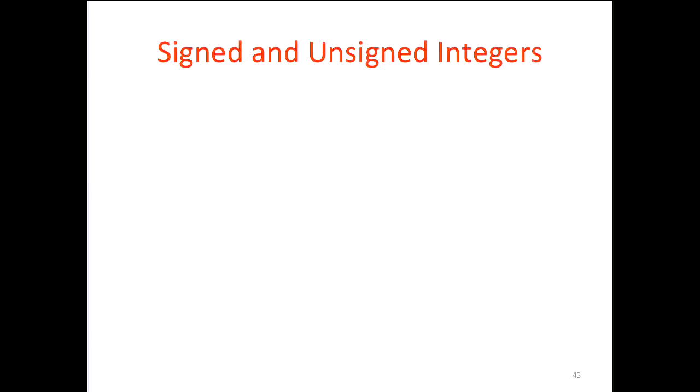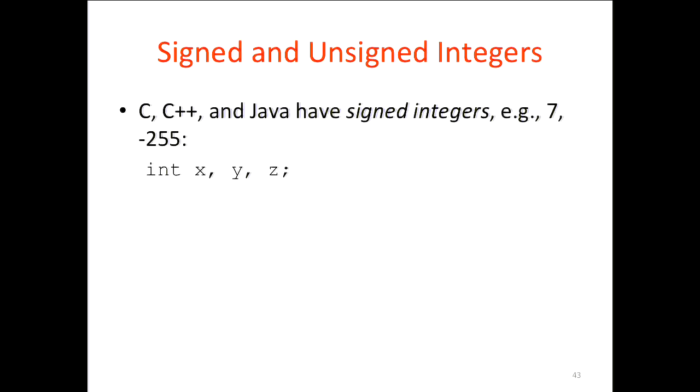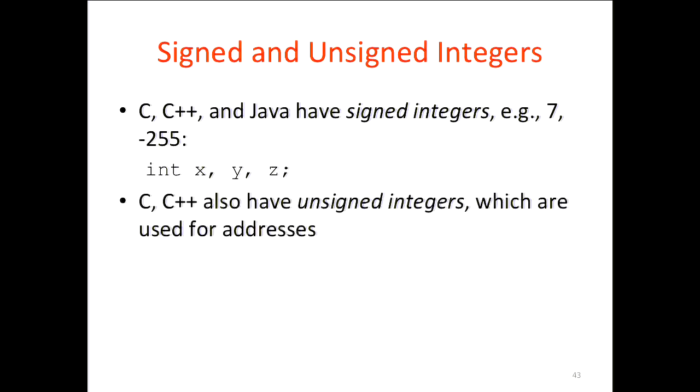You can have signed and unsigned numbers as well. In C, C++, Java, you can have a 7 and a minus 255. And really all you would do is type int XYZ. That's it, right? Now, C and C++ have also unsigned integers, which you're not going to use for computation, but really for addressing. You cannot have a negative address. Address space is from 0 to something, right, to your capacity. So you'll be using unsigned ints for computing the address of data, byte or word, to access.